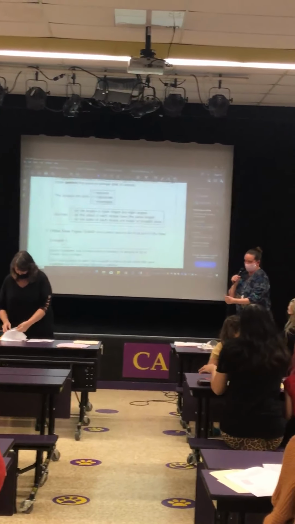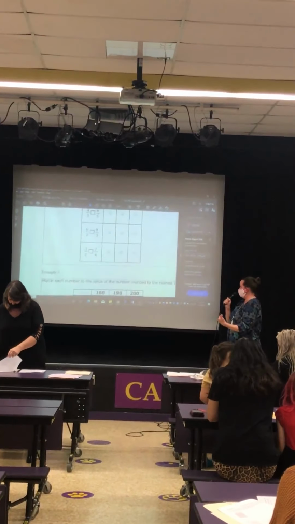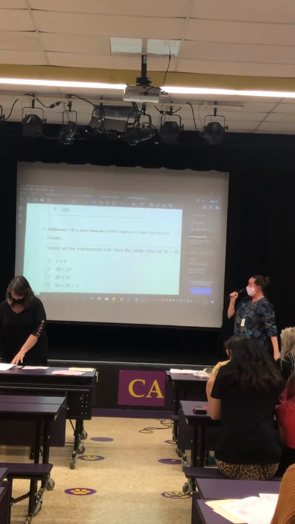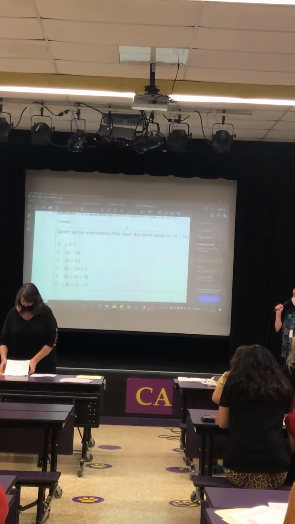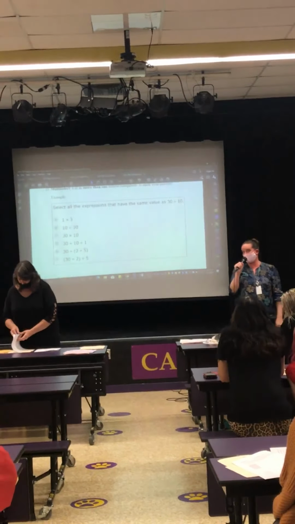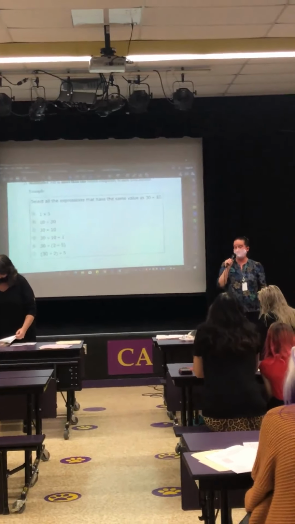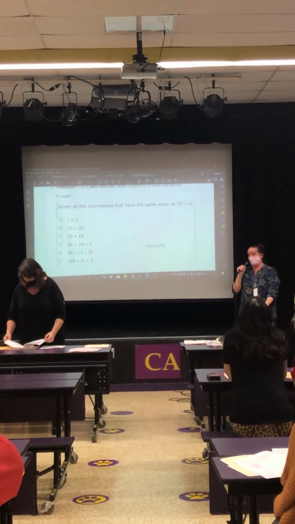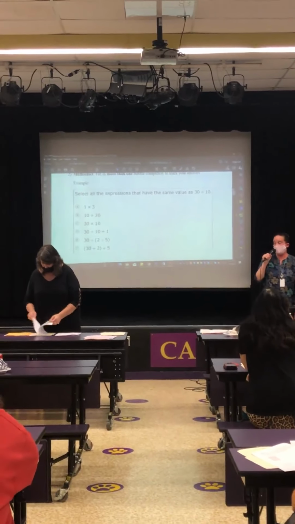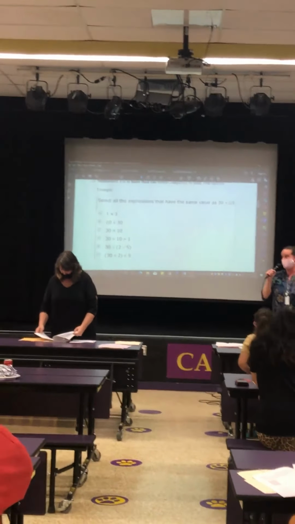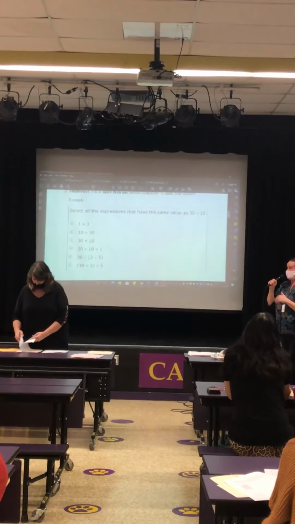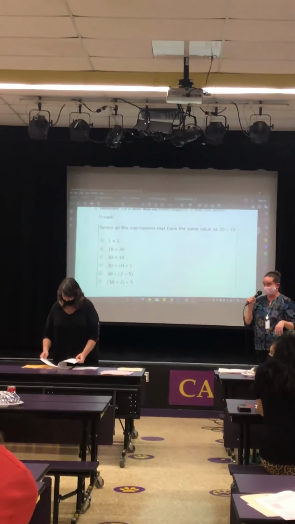Just as in ELA, there are multi-select, there are table graphs, and select all the expressions, which means there are going to be more than one right answer. Sometimes there are 3 answers correct, sometimes there may be 4. If you miss one, just like on ELA, the whole problem will be marked wrong. So we have been studying those test-taking strategies. Selecting all, multi-select is the same as in ELA.